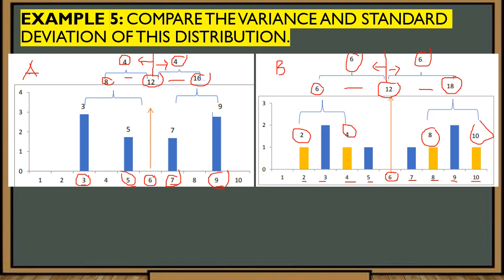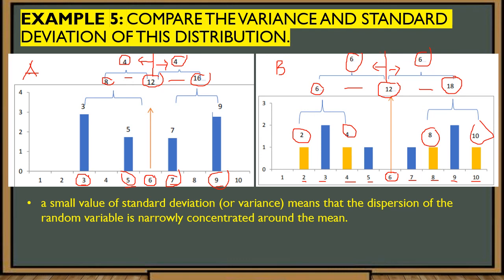By using variance and standard deviation, we can determine which is farthest from the mean or which is narrow from the mean. If we have a small value of standard deviation or variance, it means that the dispersion of the random variable is narrowly concentrated around the mean, meaning the distance of the element is closer to the mean. Here, letter A has a small value compared to letter B.